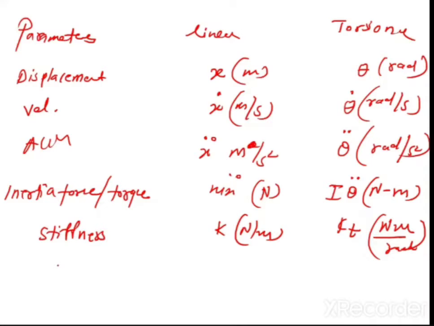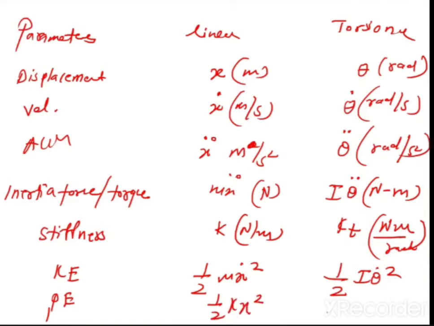Next, kinetic energy is what? What is kinetic energy here? 1 up 2 m x dot square. What is kinetic energy in a torsional system? 1 up 2 I into theta dot square. Next, what is potential energy? Anybody, what is potential energy? 1 up 2 k into x square. And here what is potential energy? 1 up 2 kt into theta square.